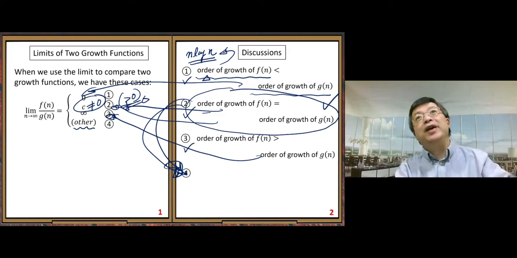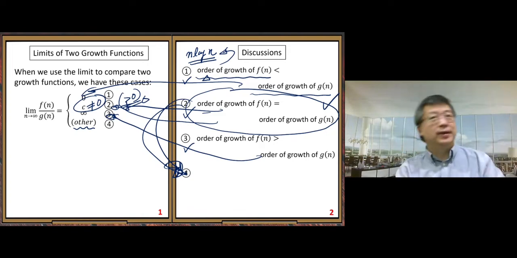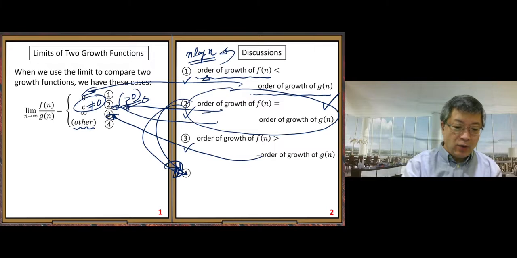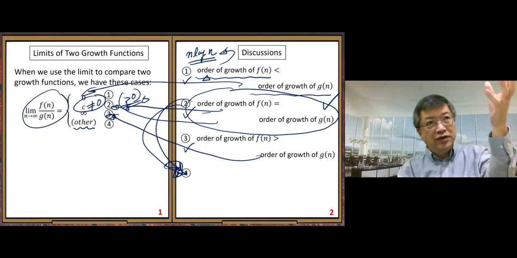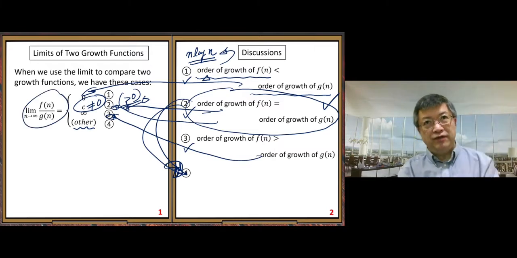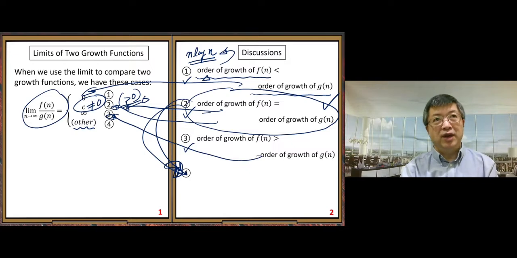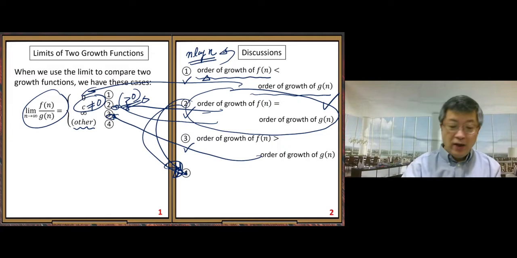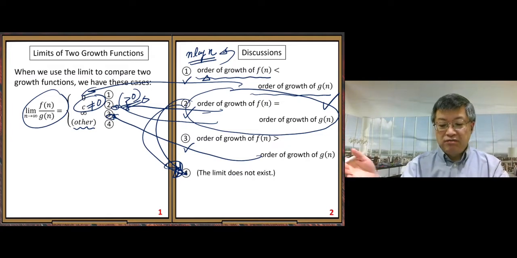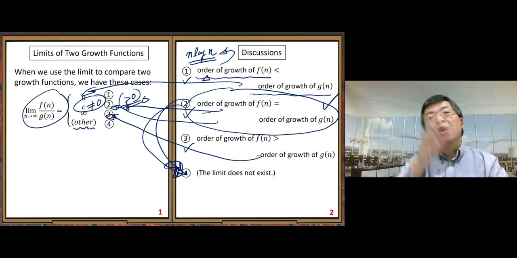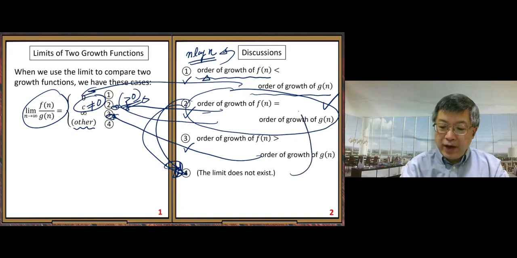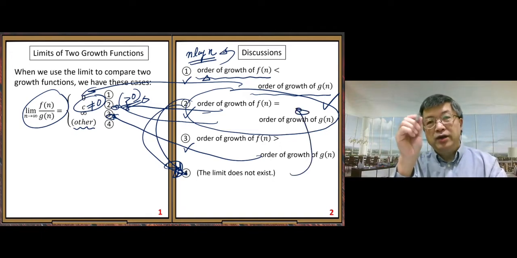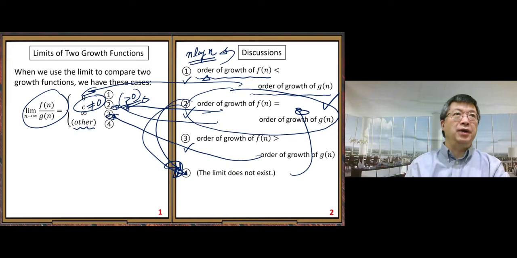Now it's better. One is the ratio has the limit, a non-zero constant c, positive, for the growth function, because we look at the positive functions. The second possibility, the limit does not exist, but still we have another way to get it. So we will talk about that next slide.